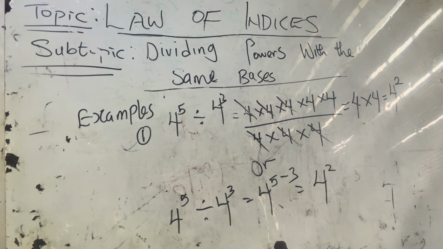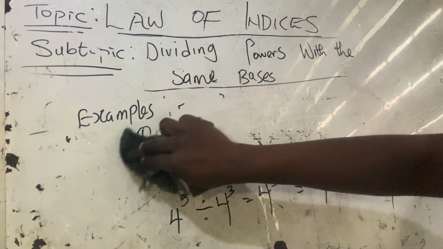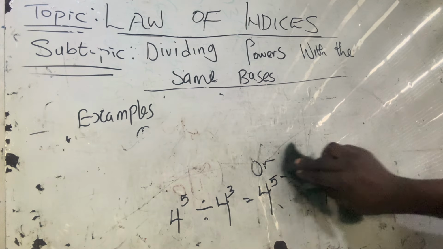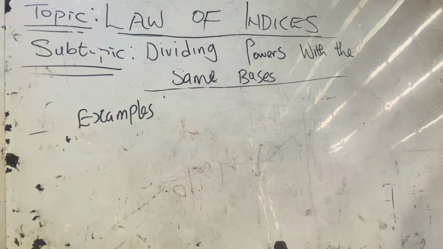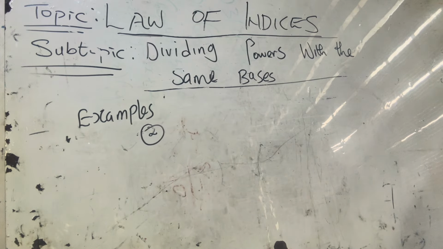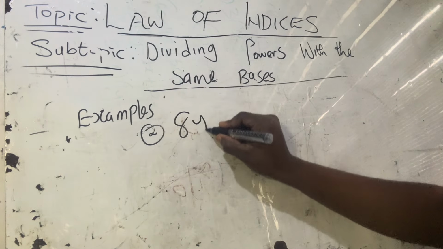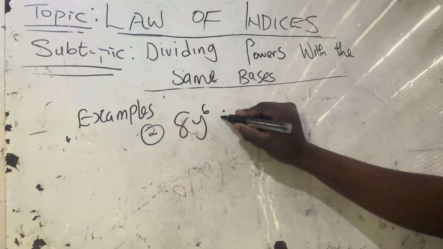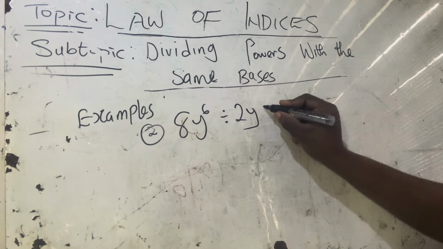Now let's take a look at another example under dividing powers with the same basis. Example 2. Now, when we have 8y raised to power 6 divided by 2y, how do we solve this?